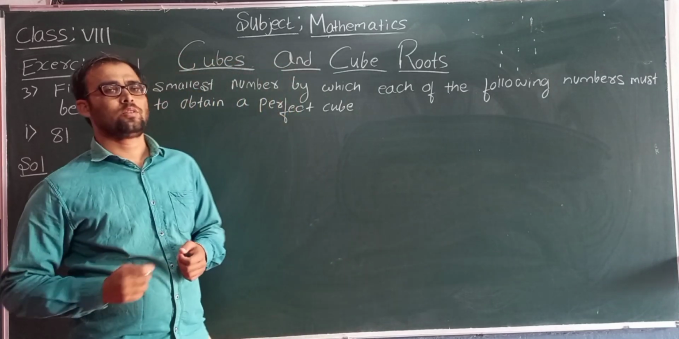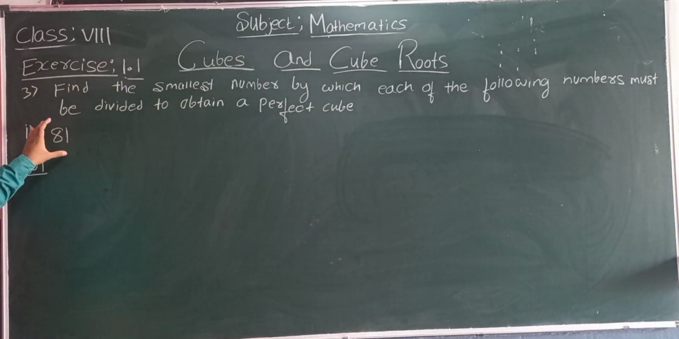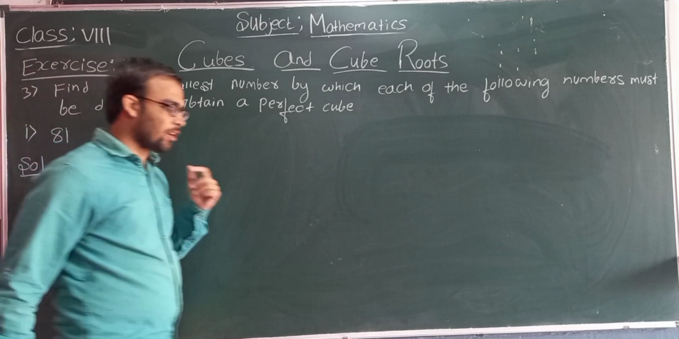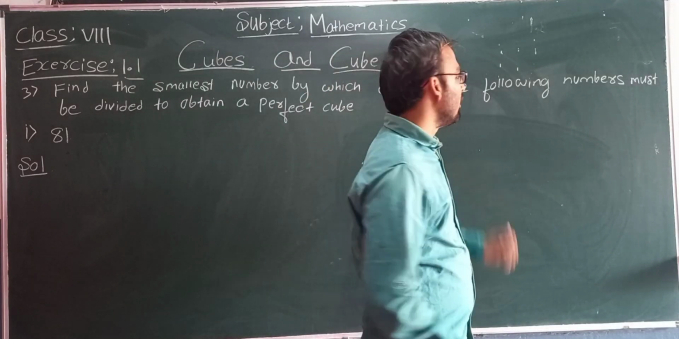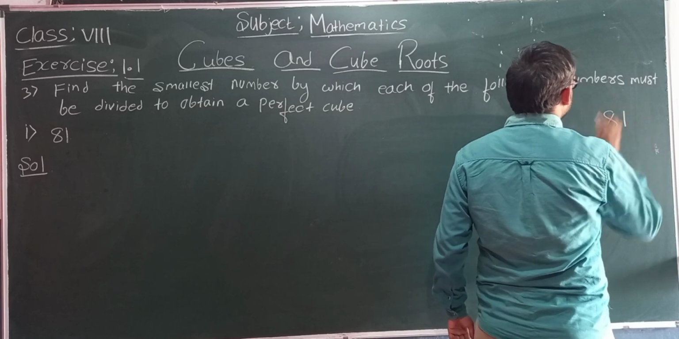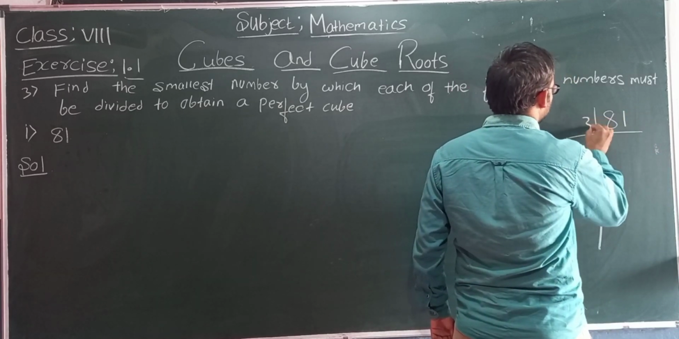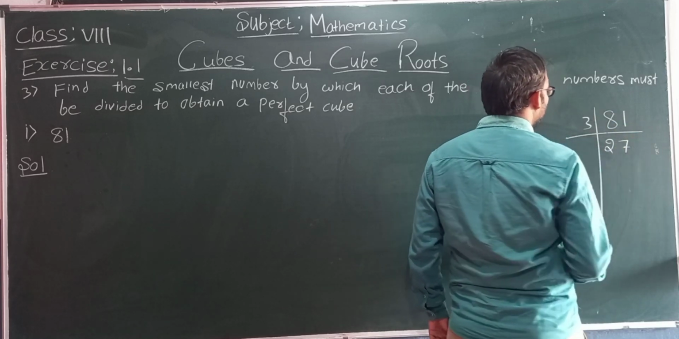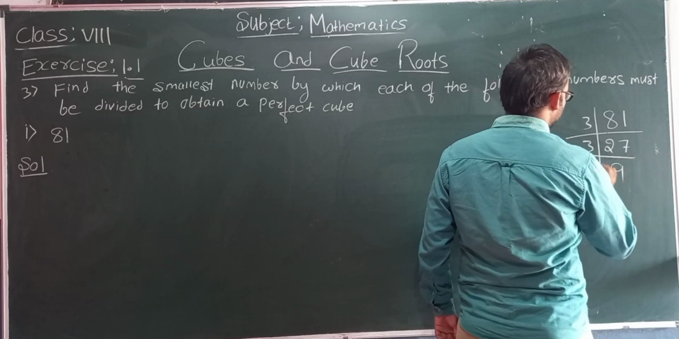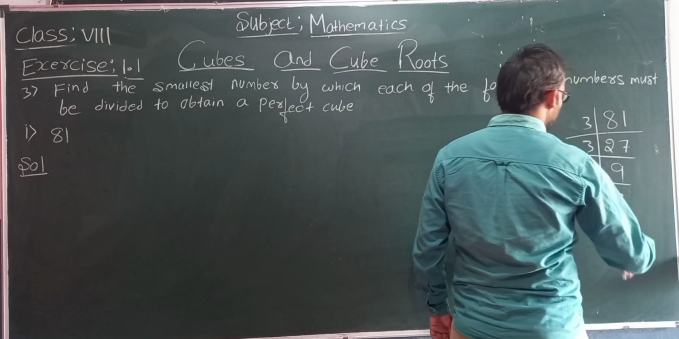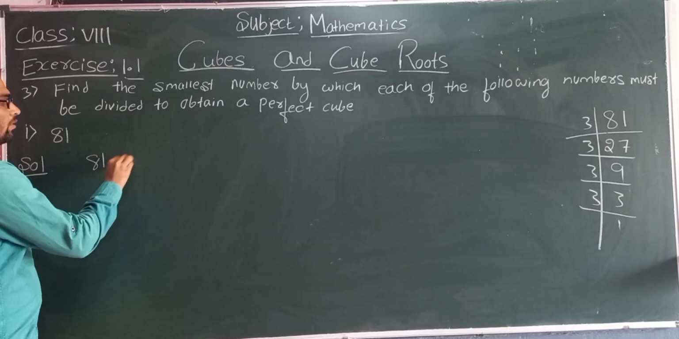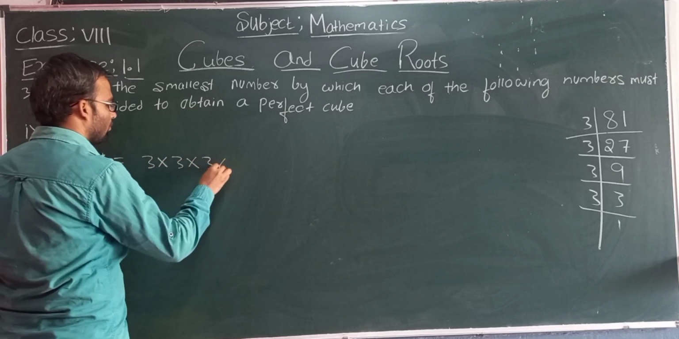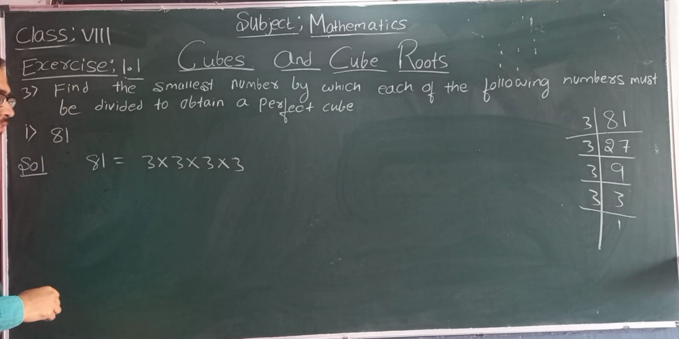Students, how to find that number? How to find the number by which, when we divide this 81, we get a perfect cube? In order to find that number, we need to factorize 81. We will factorize 81. 3 twos are 6, 2 remains, it will become 21. 3 sevens are 21, 3 nines are 27, 3 threes are 9, 3 ones are 3. Now we will write the factors of 81. How many? 4. So we have written the factors of 81.